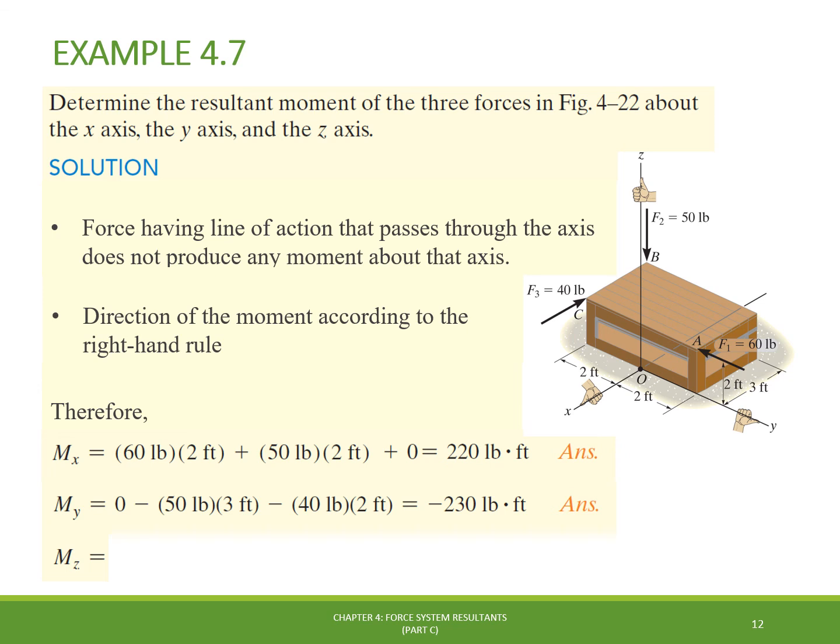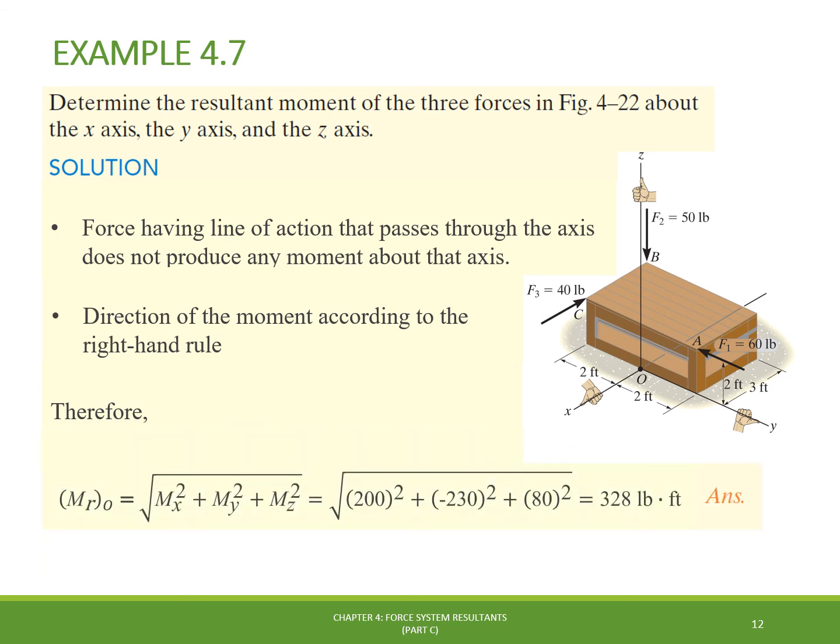For the moment component in the z direction, we have that F1 does not cause any rotation effect because it's aligned with this axis. And F2 has its line of action crossing the z-axis, which makes the resulting moment caused by this force about the z-axis equal to 0 as well. Then, F3 and its moment arm of 2 feet, defined by half the length of the box, is the only force that causes a negative moment about the z-axis, which results in minus 80 pound-foot.